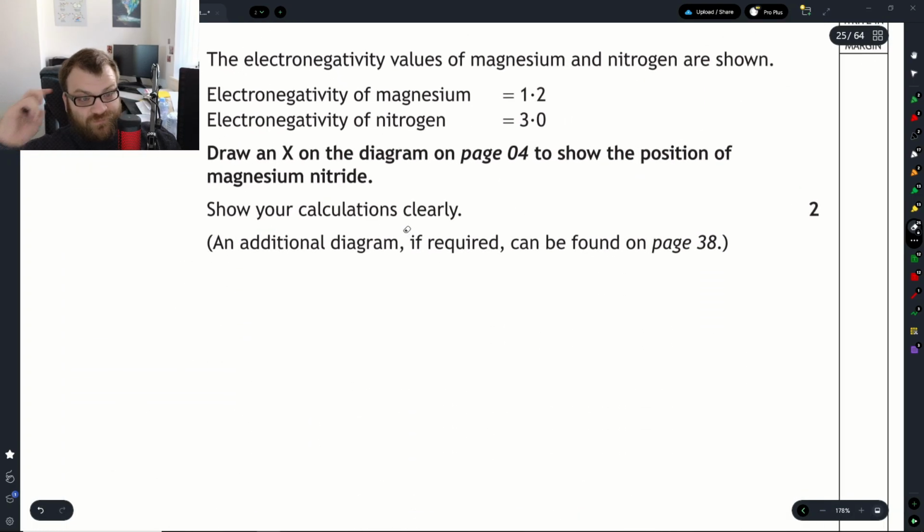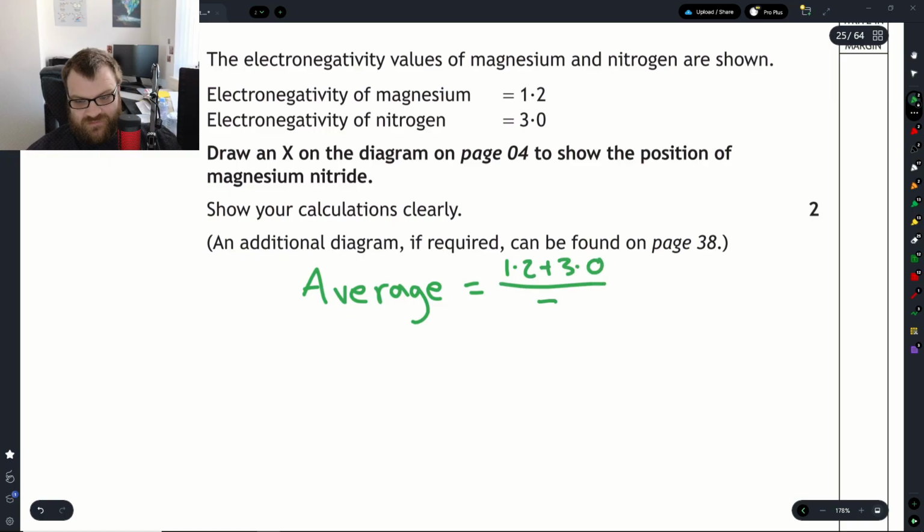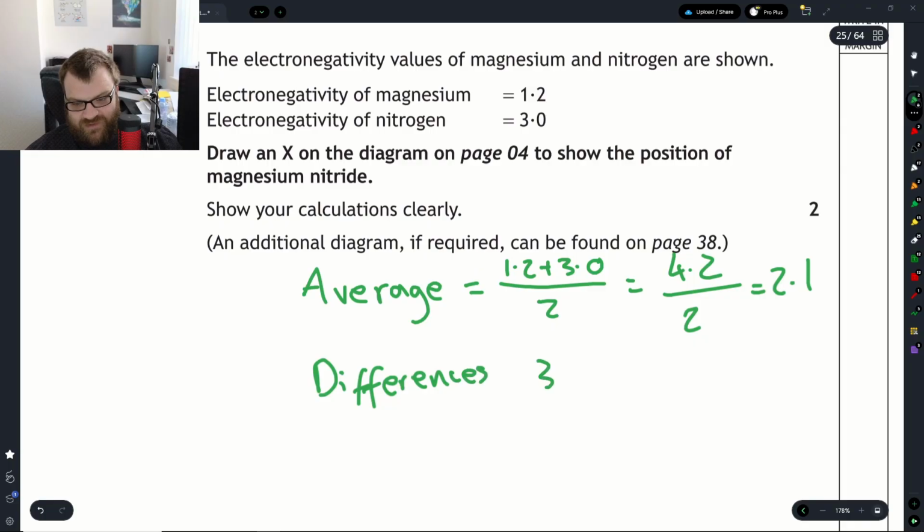Next one, we're given information about magnesium and nitrogen, and we're asked to put a cross on the correct position on the graph above. First, we need to work out the average. Get the average of the two, add them up and divide by 2. 1.2 add 3.0 is 4.2, over 2 gives us 2.1. Then our difference, just take them away from one another. We have 3.0 take away 1.2, which gives you 1.8. 2.1 and 1.8.